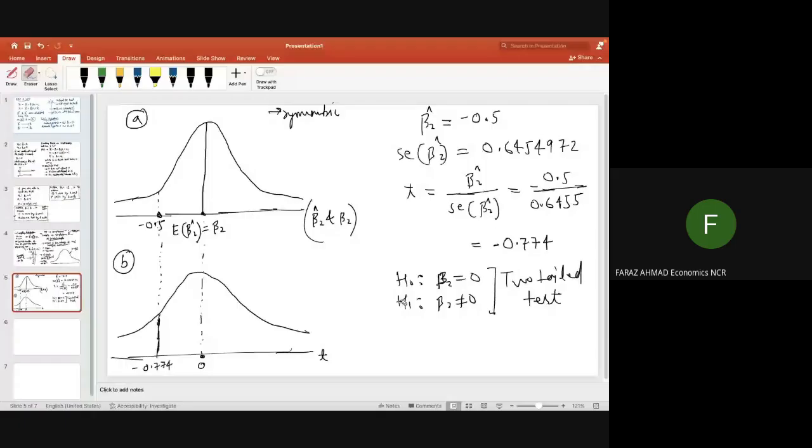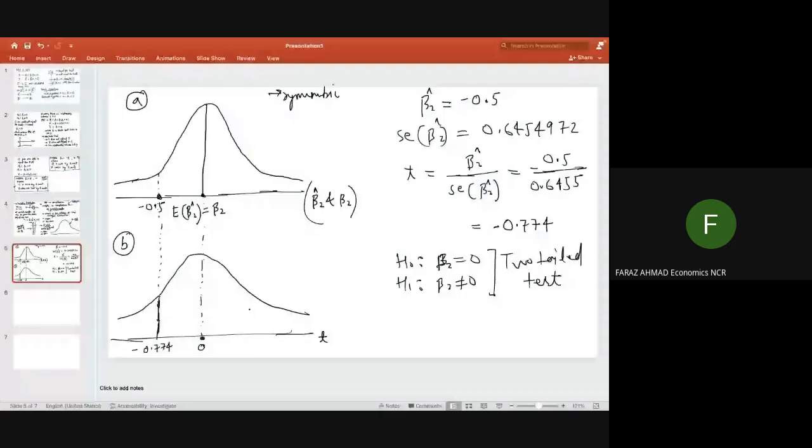So we are going to do a two tail test. That means we have no idea whether beta 2 will be 0, or if beta 2 is not 0, then will it be less than 0 or greater than 0? We have no idea about that. So we are going to check both the tails. For checking both the tails, we should have another value here, corresponding to this value, and it is equal to 0.774, but this is positive 0.774.